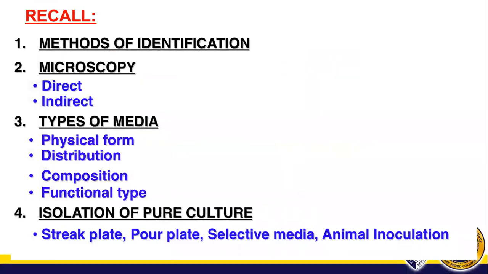Before we end, let's recall what we have learned for today. You were introduced to the different methods of identification, which start with microscopy and staining, followed by culture, then biochemical test, serological test if needed, and then we have molecular testing. And for research laboratories, you have animal inoculation. For this discussion, we were able to cover microscopy and culture.